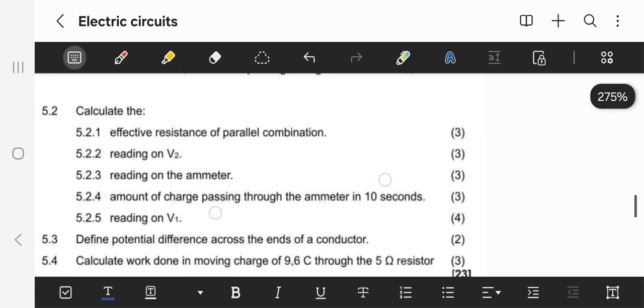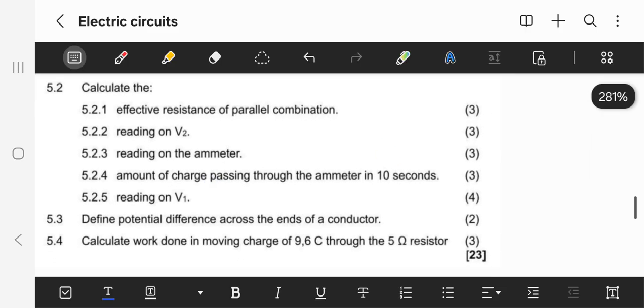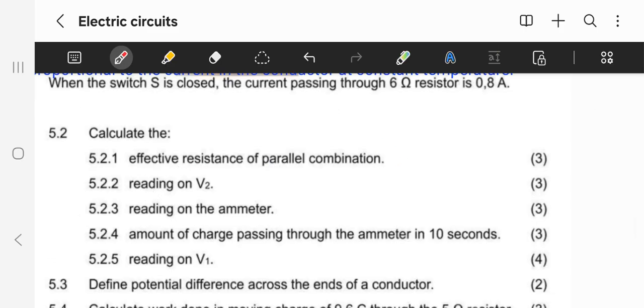5.2 says, okay, let me just fix this. Okay, before 5.2, there's a statement here. It says that when the switch S is closed, the current passing through the 6 ohm resistor is 0.8 amperes.